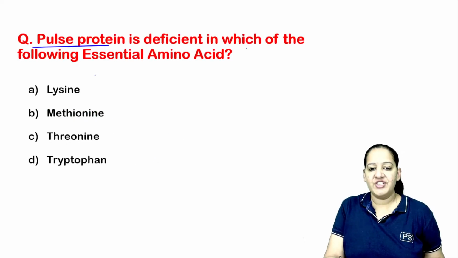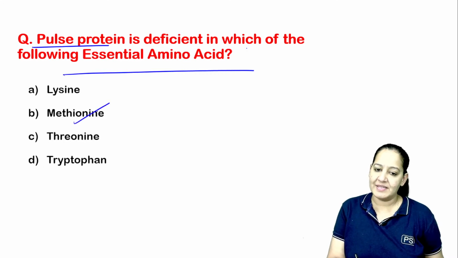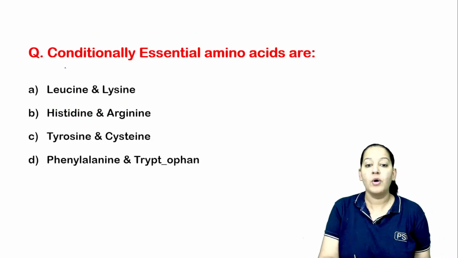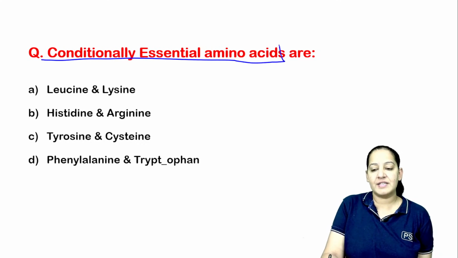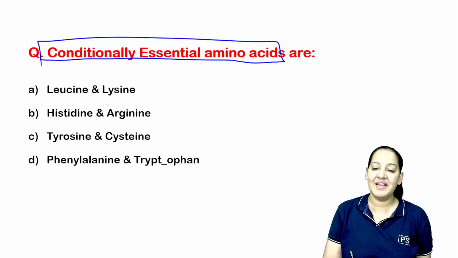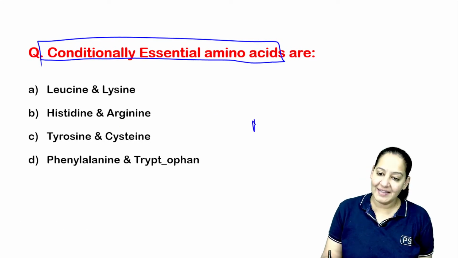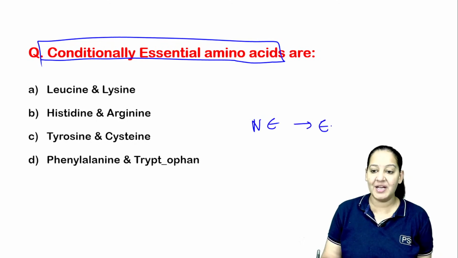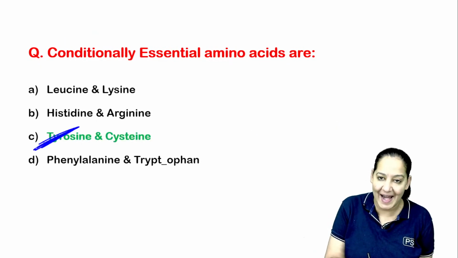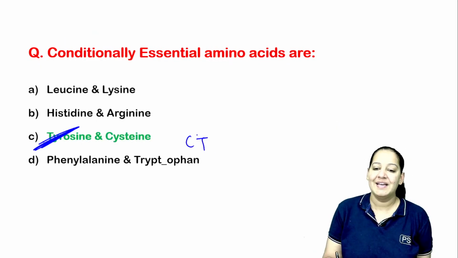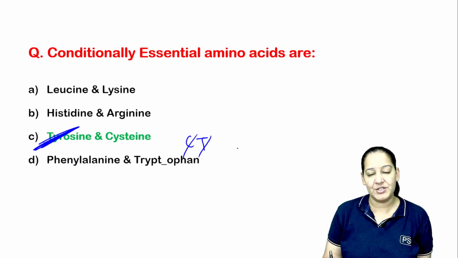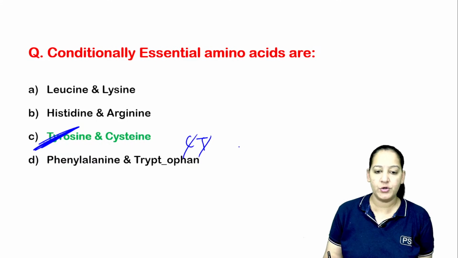Pulse protein is deficient in which of the following amino acids? We all know pulses are deficient in methionine. That was the question right now. Can you tell me which of them are conditionally essential amino acids? What is conditionally essential? Don't get confused. Basically they are non-essential, but they become essential if their precursor is absent. So yes, the correct answer is tyrosine and cysteine. So I told you to learn CT. Cysteine and tyrosine are non-essential, but when their precursor is absent, they convert into essential.